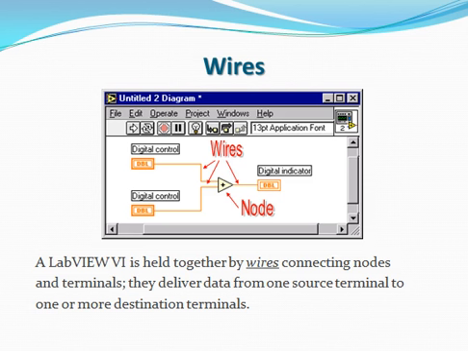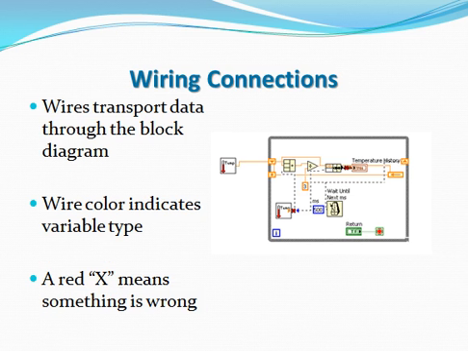A LabVIEW program is held together by wires connecting nodes and terminals that deliver data from the source terminal to one or more destination terminals. Wire connections. The wire transports data through the block diagram. From one place to another place the data will be sent, and wire color indicates the variable type. In LabVIEW we use different colors of wire, each wire indicating the type of variable, and the red cross means something is wrong.